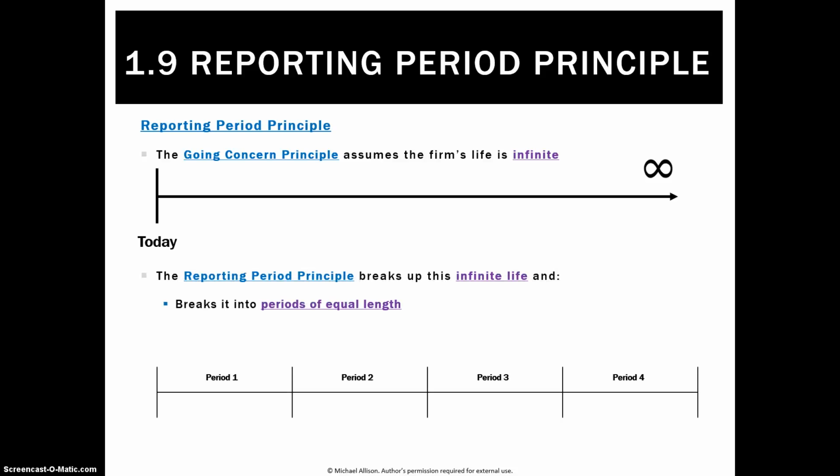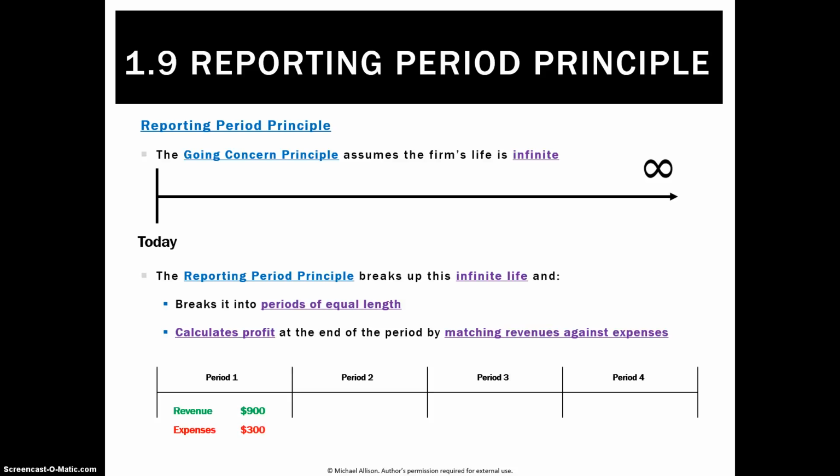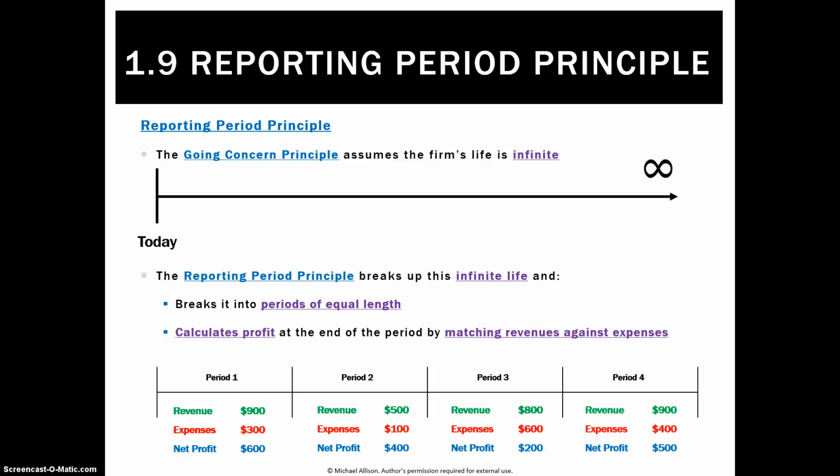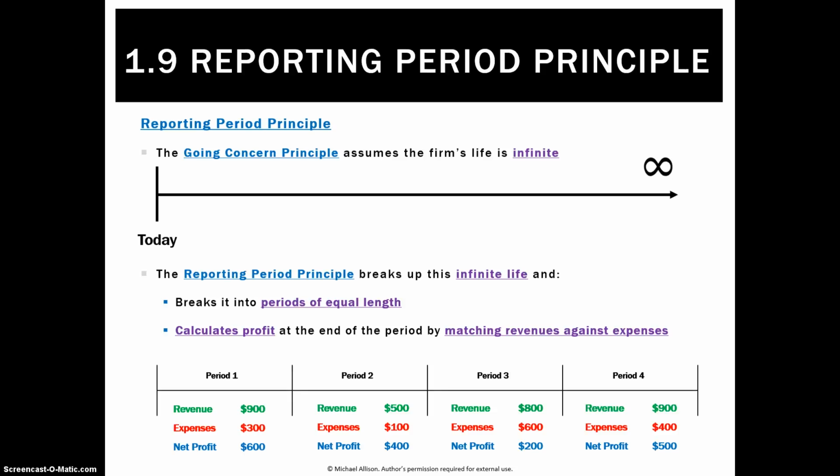So you can see there we've got period 1, period 2, 3 and 4. And at the end of those periods, we've got to calculate our profit, produce all our reports, and match our revenues against our expenses. So for period 1, we take our revenues of 900, expenses of 300, and we get a net profit. Another period goes by, we have our revenues of 500, expenses of 100, and our net profit. Another period goes by, and we do the same, and another period goes by, and we do the same. So we've broken the life of the business into periods of equal length, and we've calculated our profit by matching our revenues and expenses at the end of each period.